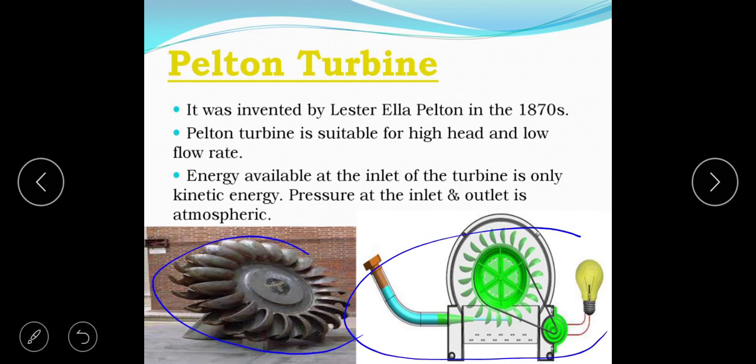It was invented by Lester Allan Pelton in the 1870s. Pelton turbine is suitable for high head and low flow rate. Head should be high, flow rate should be low. Energy available at the inlet of the turbine is only kinetic energy. Pressure at the inlet and outlet is atmospheric.